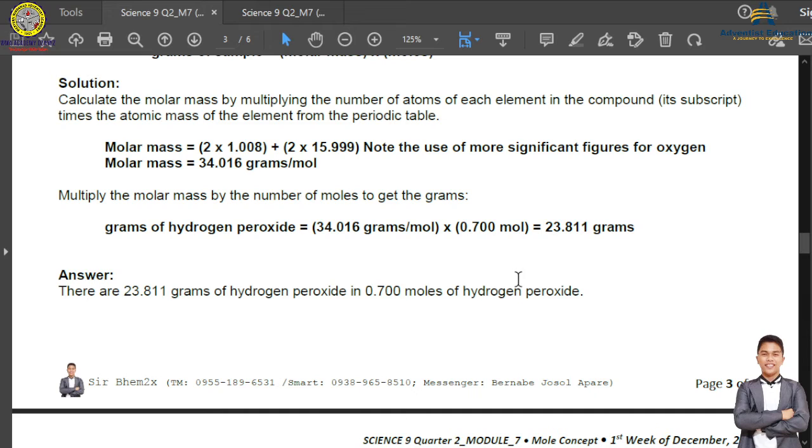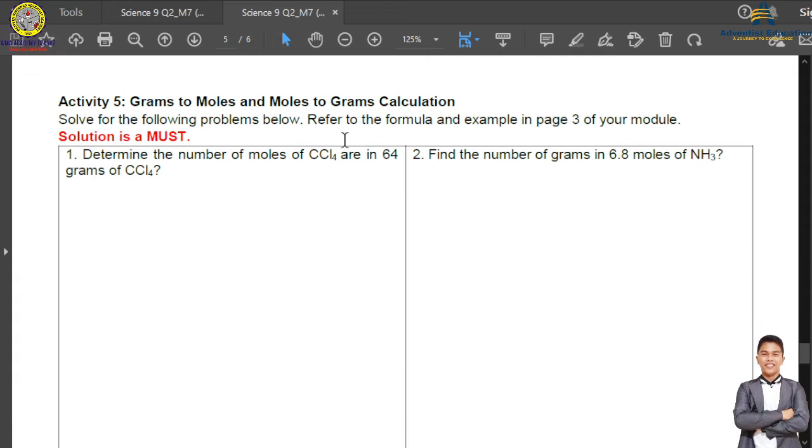Just go back to your module if you have any confusions. Let's see your activity. This is your Activity 5. Number 1 here is to determine the number of moles of CCl4, carbon tetrachloride, in 64 grams of CCl4.